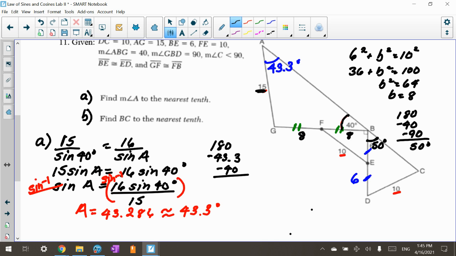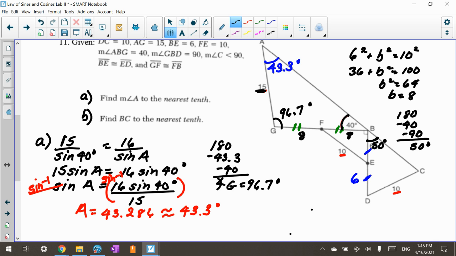I can find out what angle G is going to be. Let me try that again. I want to make it nice and neat. Angle G is going to equal 96.7 degrees. So this is not a right triangle.